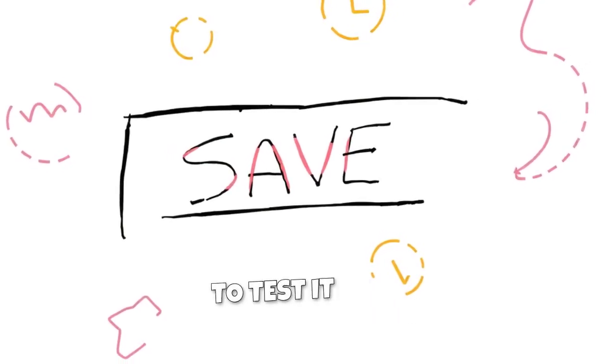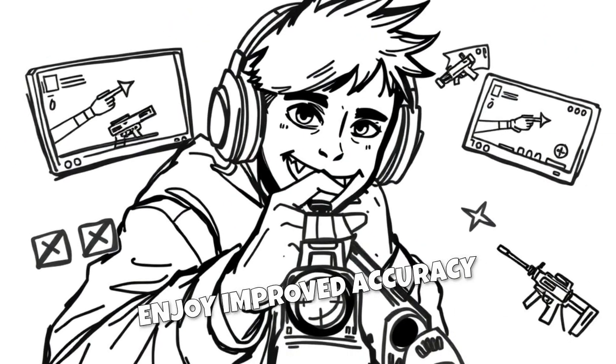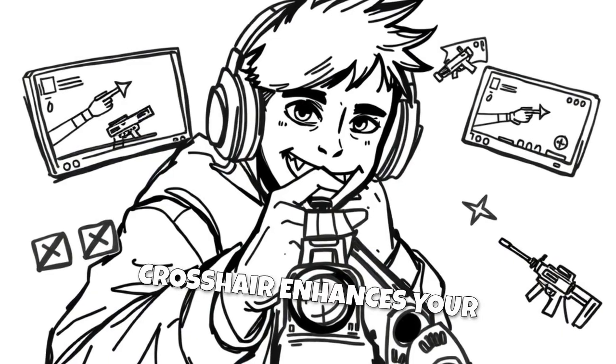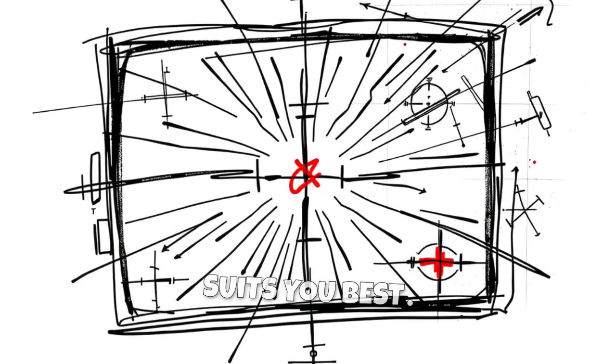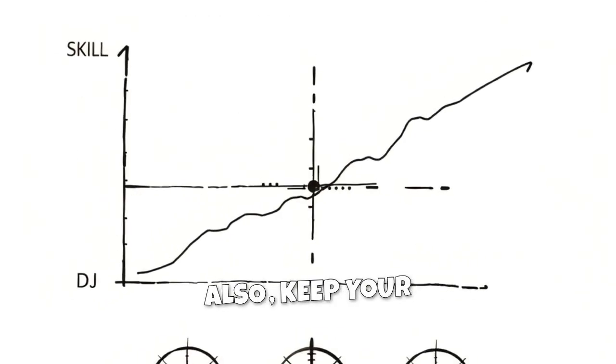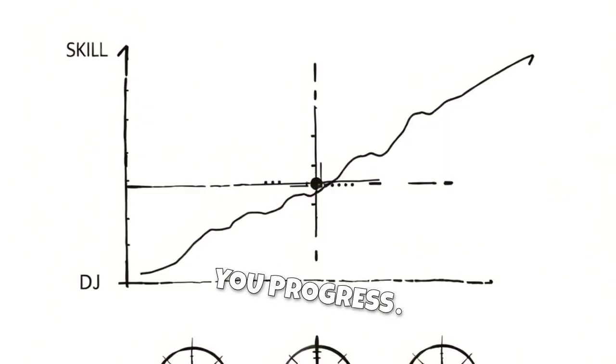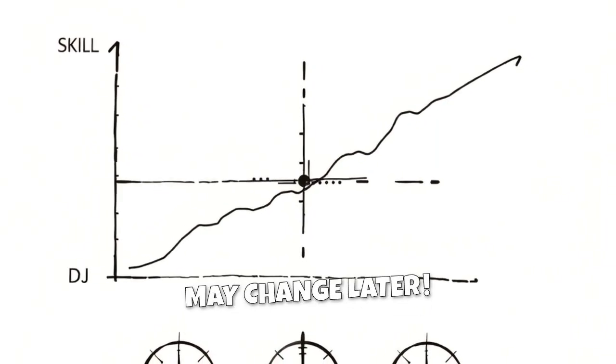Now you're ready to test it out. Enjoy improved accuracy in your gameplay as your new Crosshair enhances your aiming skills. Remember, experimentation is key. Try different codes to find what suits you best. Also, keep your Crosshair updated as you progress. What works now may change later.